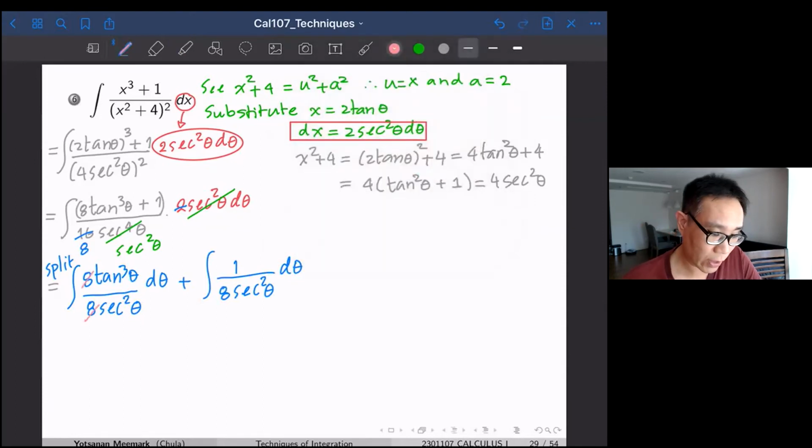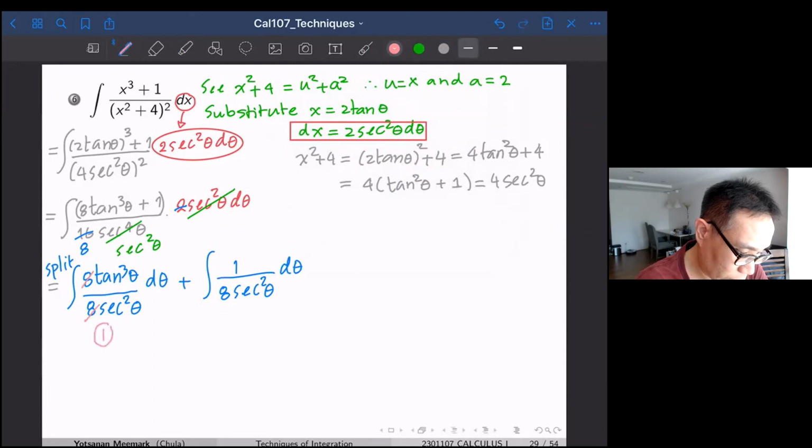So this is how we obtain this one. So you see that we have two integrals to integrate. The second one seems nicer, so let me call the first one and the second one respectively. So you have the first one, you have the second one.